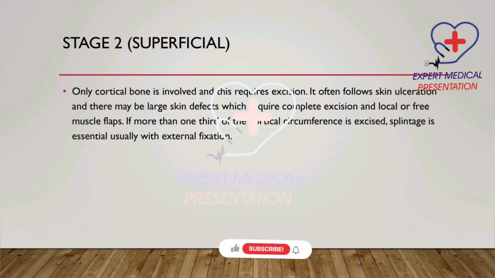Stage 2, superficial. Only cortical bone is involved and this requires excision. It often follows skin ulceration and there may be large skin defects which require complete excision and local or free muscle flaps. If more than 1/3 of the cortical circumference is excised, splintage is essential, usually with external fixation.